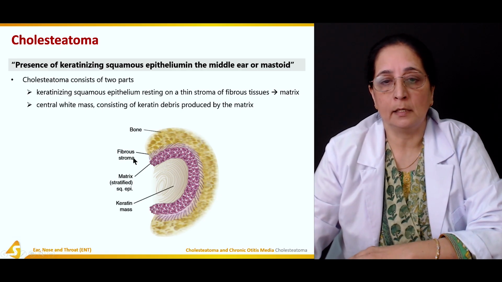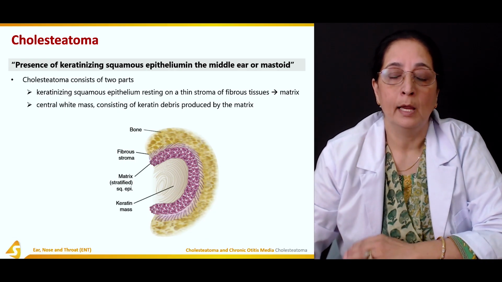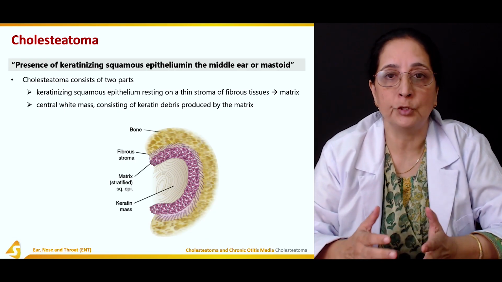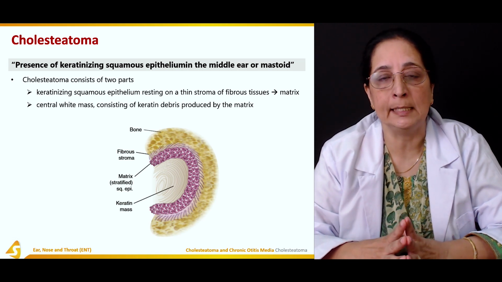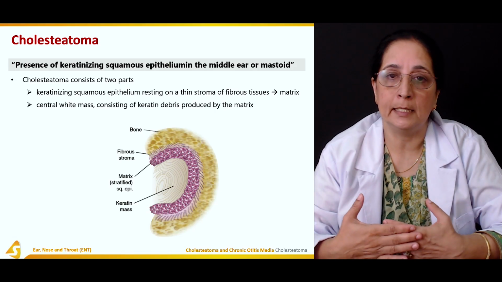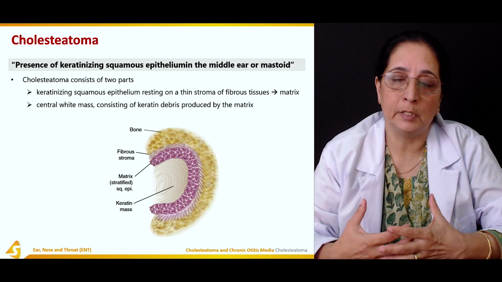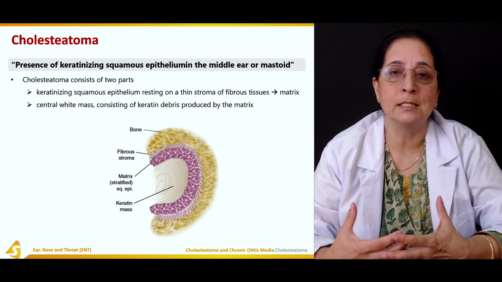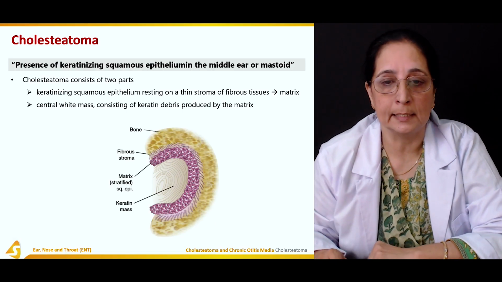So all these are the structures that make up the cholesteatoma, and cholesteatoma is actually the presence of keratinized squamous epithelium which is present in the middle ear or in the mastoid. So it's actually the growth of the cells which are the keratinized squamous epithelial cells.